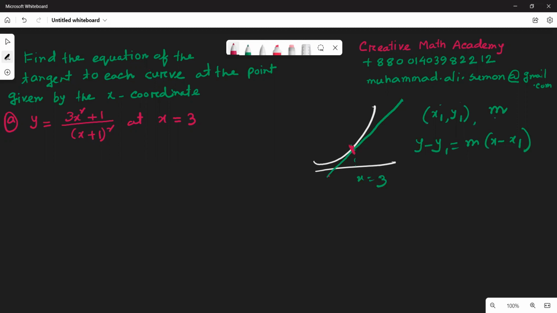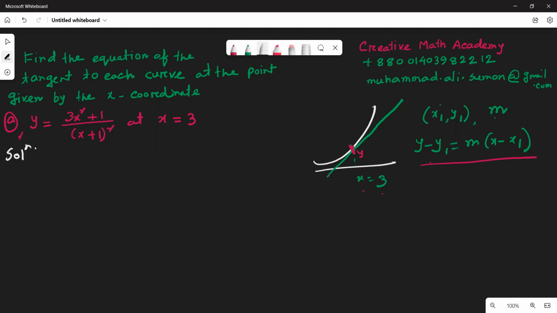So we should find the y value here when x equals 3. After that, we have to differentiate this curve and find the gradient of this curve at the point x equals 3. Then finally, we can find the equation of the tangent. Equation of tangent means equation of a straight line. Okay, now start.